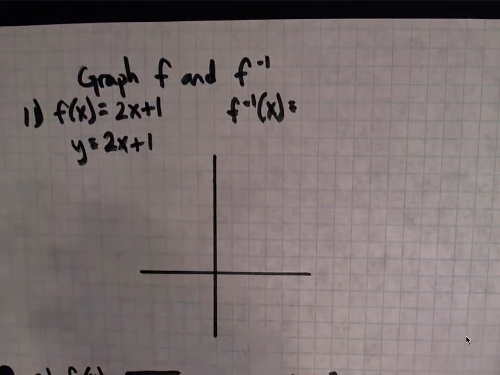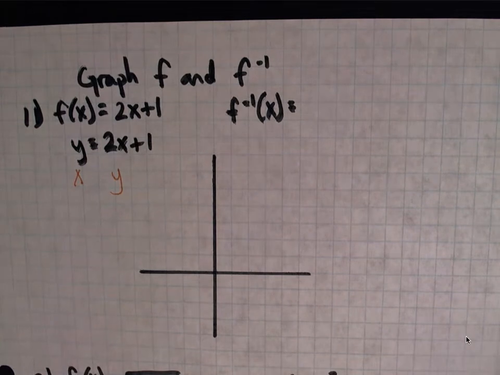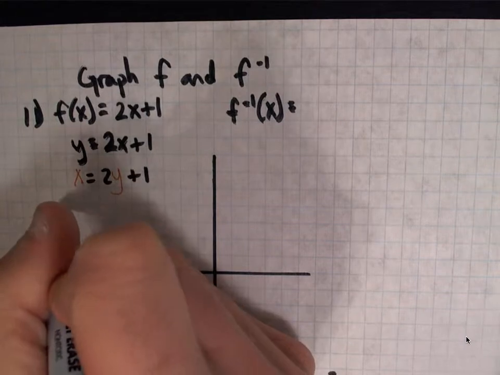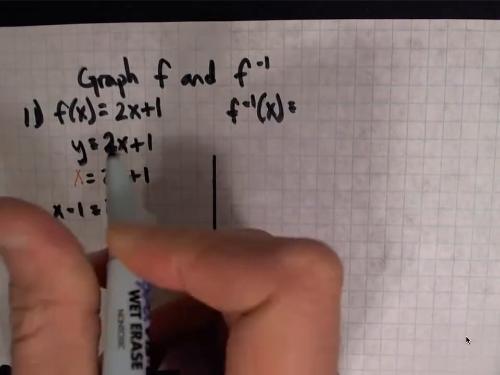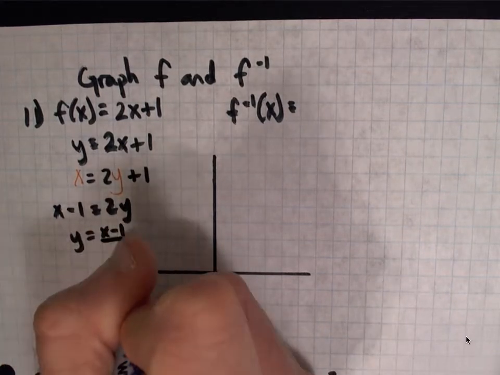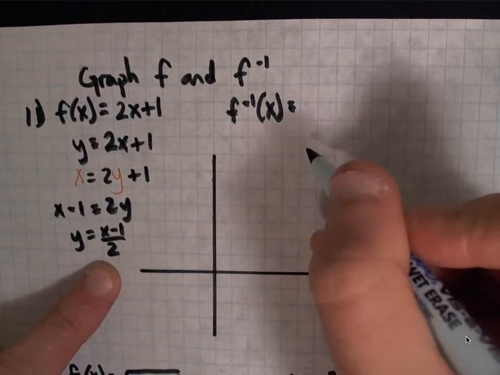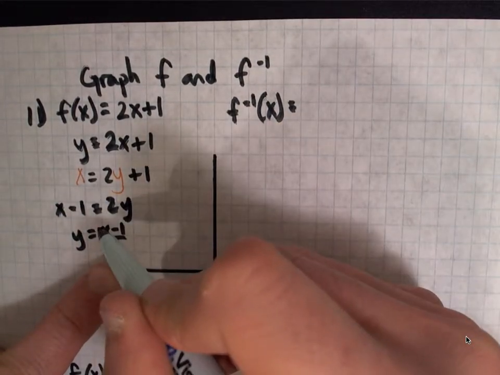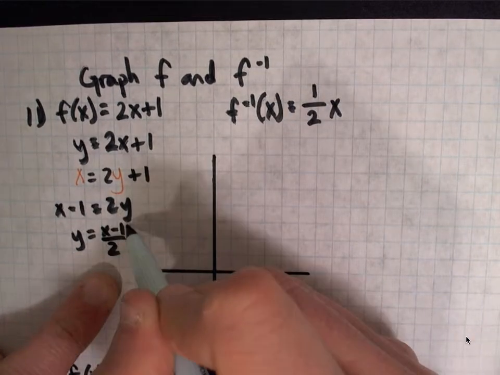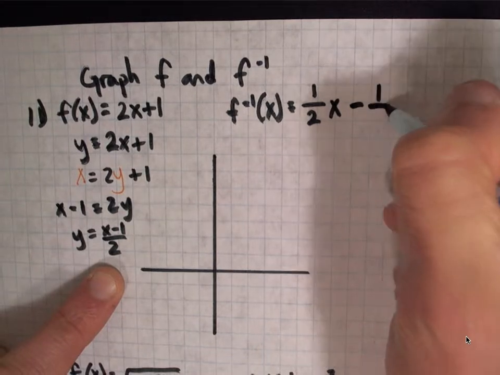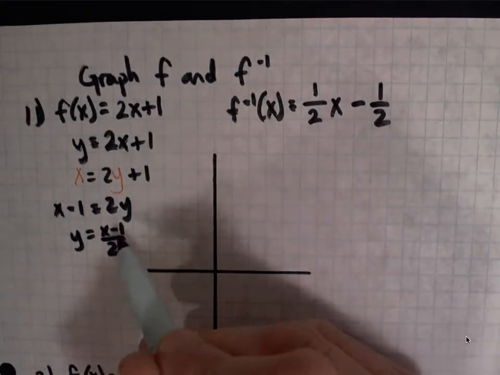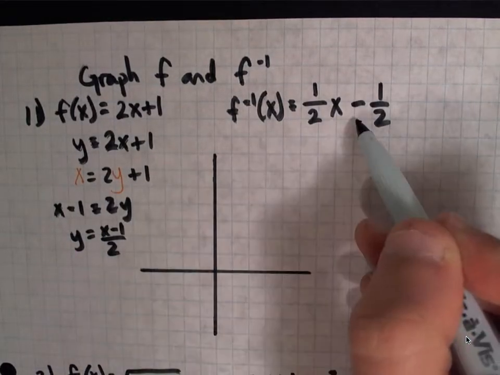We'll switch x and y, so x equals 2y plus 1. We'll subtract 1 on both sides, so x minus 1 equals 2y. We'll divide by 2 on both sides, so y equals x minus 1 over 2. Now, let's write this as f inverse equals 1 half x minus 1 half, so that we can see it in slope-intercept form a little bit easier. So 1 over 2 here, negative 1 over 2 here, same thing.